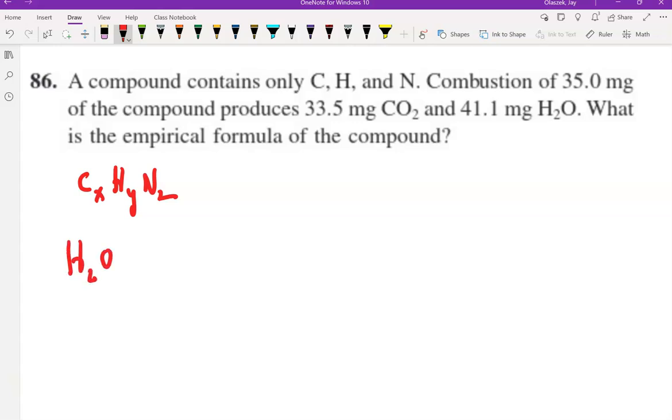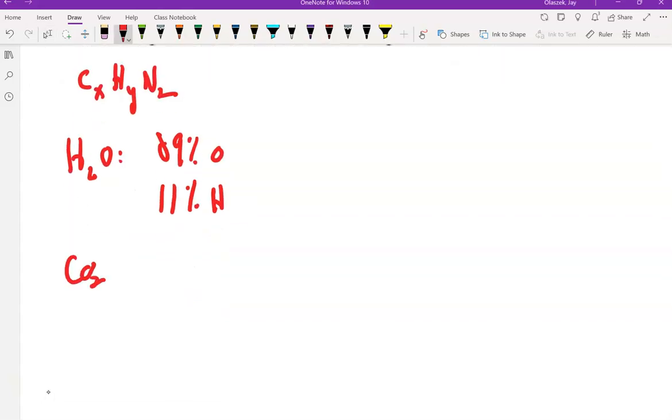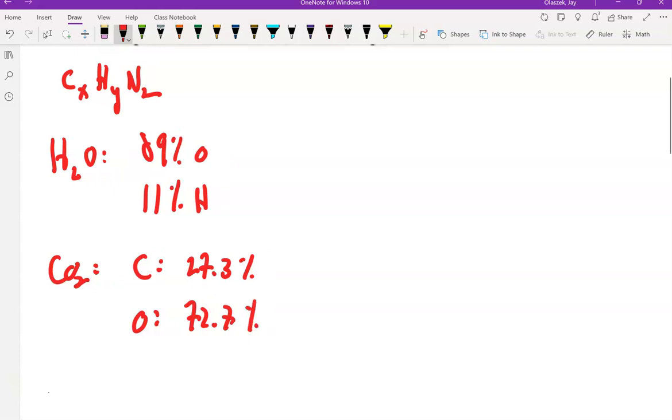We know that H2O is 89% oxygen by mass and 11% hydrogen by mass. We also know that if we are looking for the percent composition of CO2, the carbon is 27.3% by mass and the oxygen is, hang on, doing this quick on the calculator, 72.7% by mass. Okay, let's keep that information handy.